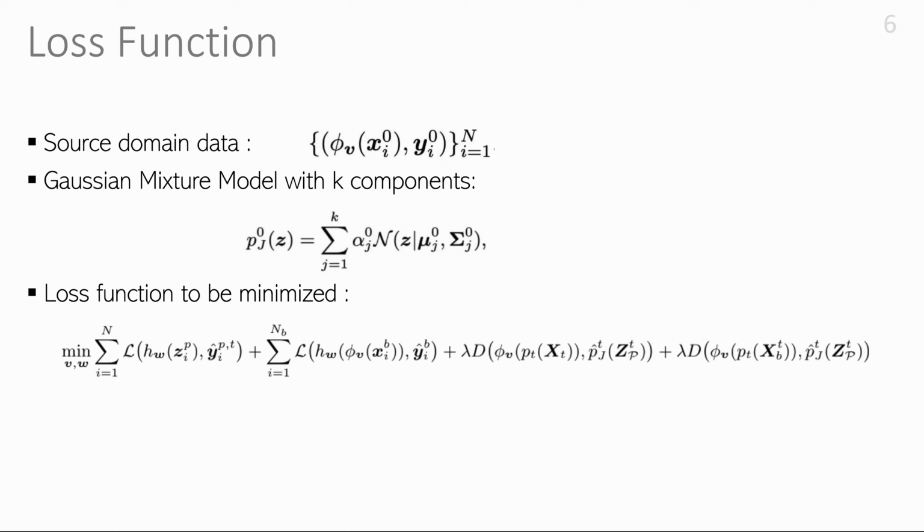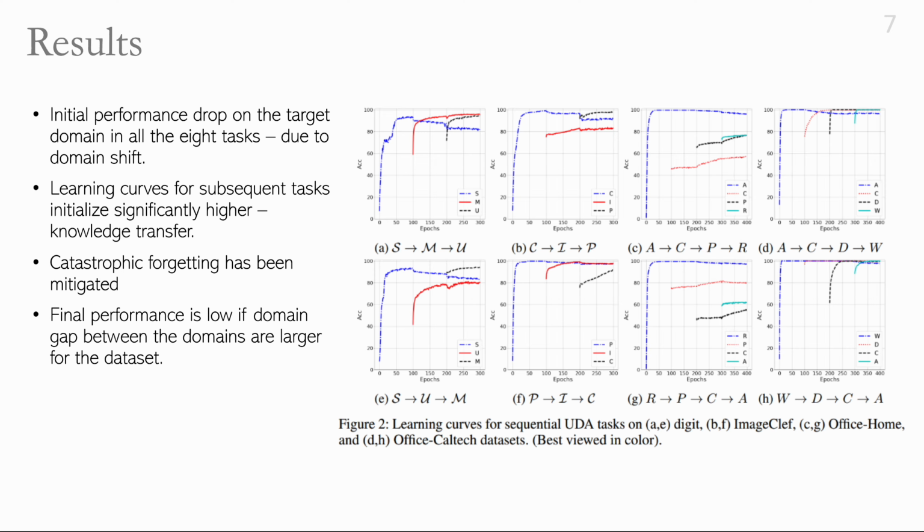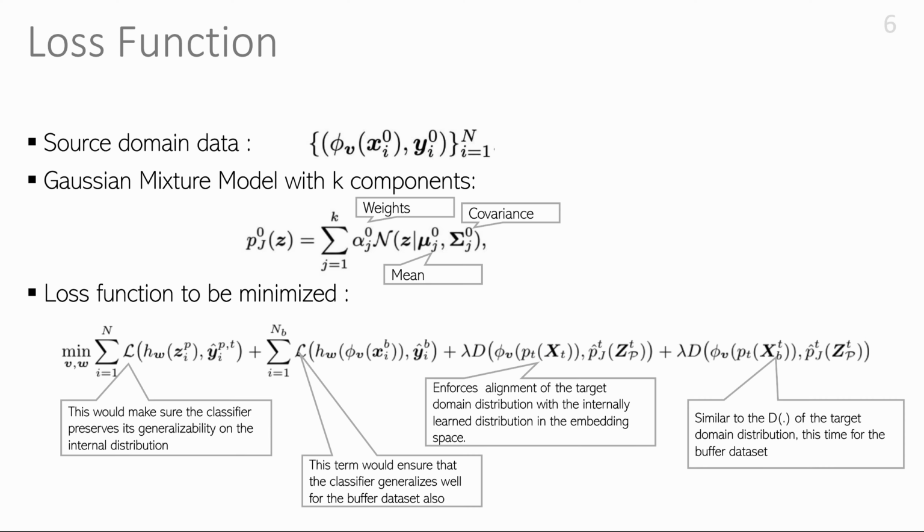Now looking at our loss function. These are the expressions for our source domain data in the Gaussian mixture model. Then this is our loss function to be minimized, and we see that it has 4 components. The first loss term makes sure the classifier preserves its generalizability on the internal distribution. The second loss term is that the classifier generalizes for the buffer dataset also. And the last 2 terms are to minimize the distance between the target domain distribution and, one, the internal distribution, and two, the buffer dataset. And all of this is happening in the embedding space for the distances.